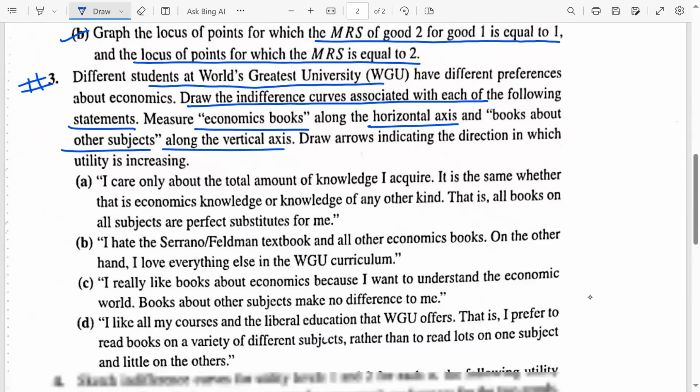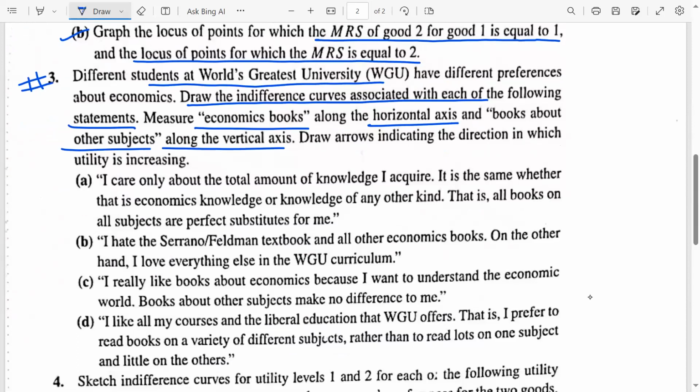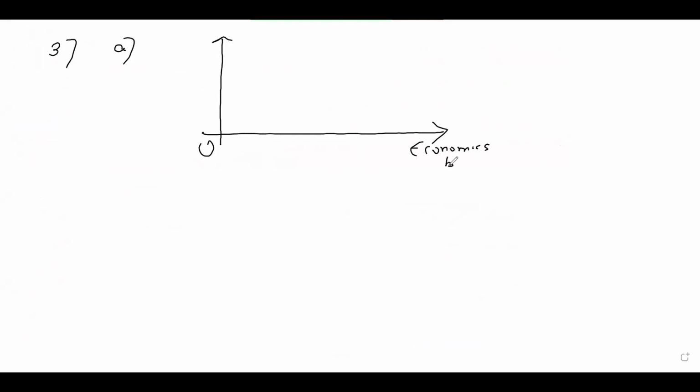So based on the preferences, we need to graph the indifference curve. So let's quickly start. Let me first come to the whiteboard and erase all this off, and let's write question number 3, within question number 3, part A. So in each of these cases, on the horizontal axis, we have the economics books at the world's greatest university. And it's a hypothetical university, by the way. Students should not waste time Googling up the world's greatest university. Okay. So books about other subjects on the vertical axis.